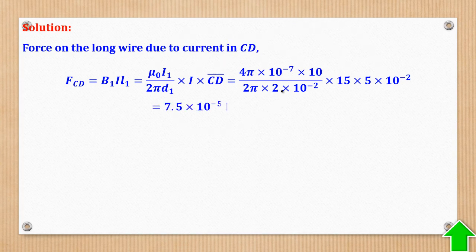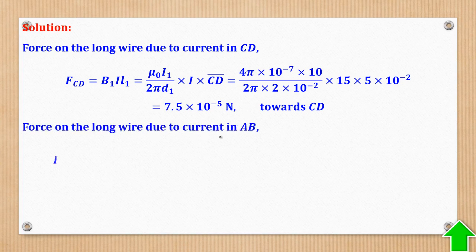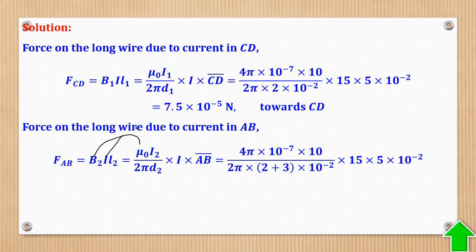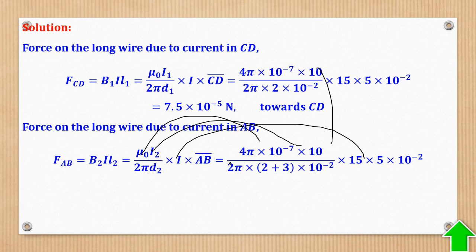So there you can get the force, and also get the force on the long wire due to current in AB, to be B2 I L2, where B2 is the flux density on the long wire due to current in AB, I is the current in AB, and L2 is the distance between A and B. So substitute the constant. Remember they said wires AB and CD carry the same current of 10 amp. That's why you still use 10 amp here. Current in the long wire, distance AB, 2 pi D2.